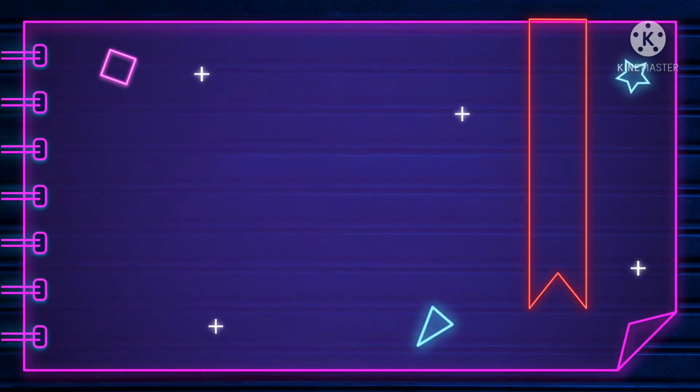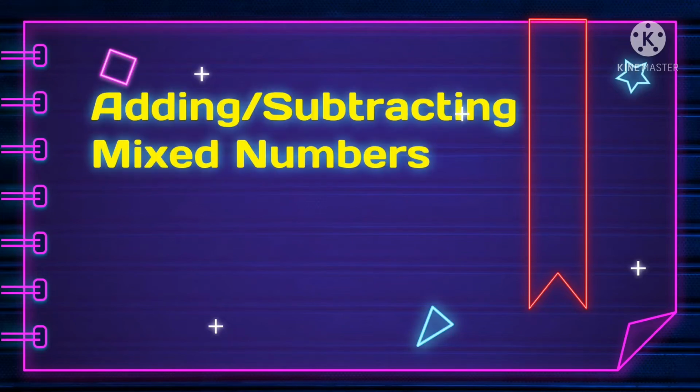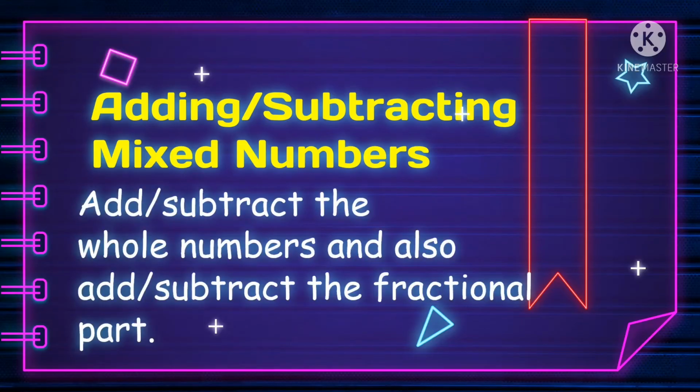So let's now proceed on adding and subtracting mixed numbers. So mixed number, ito yung may magkakahalo, kaya nga mixed. Meron siyang whole number and a proper fraction. So how can we add or subtract mixed numbers? So these are the rules. So we have to add or subtract the whole numbers and also add or subtract the fractional part. So let's have an example.